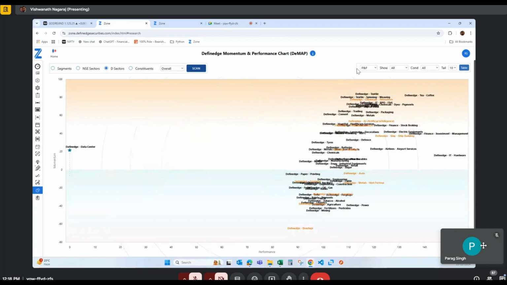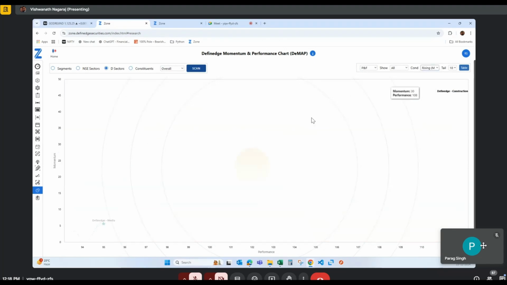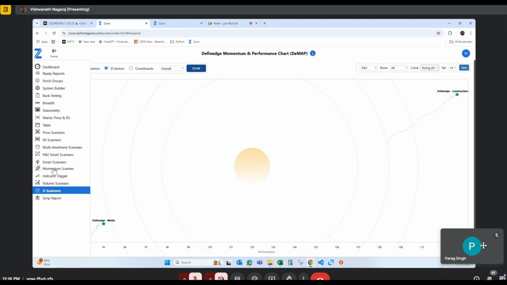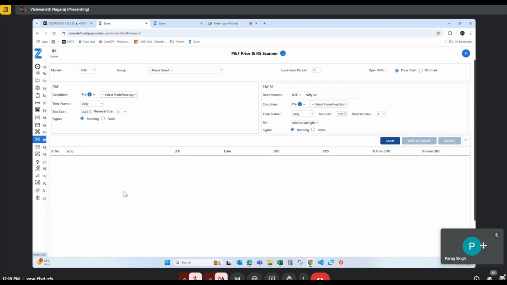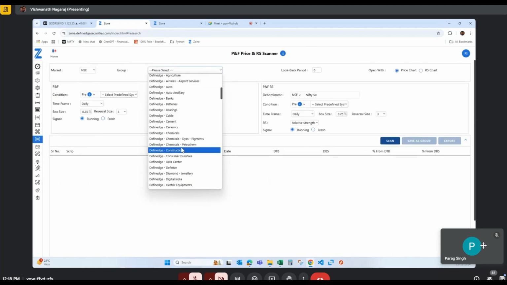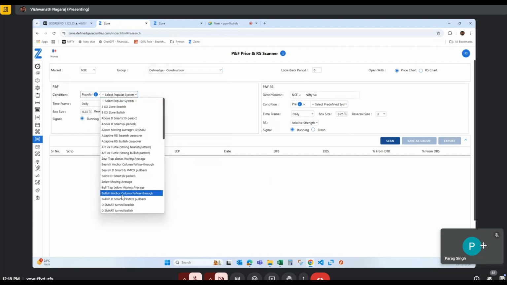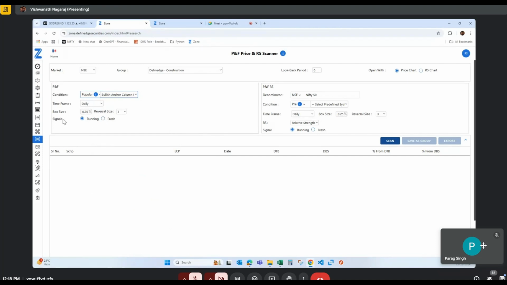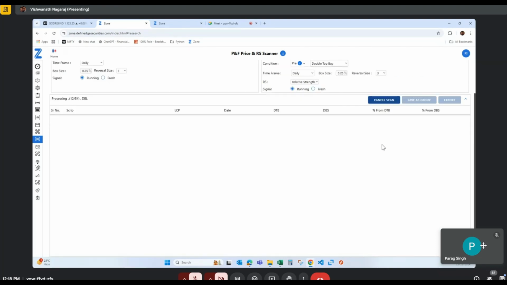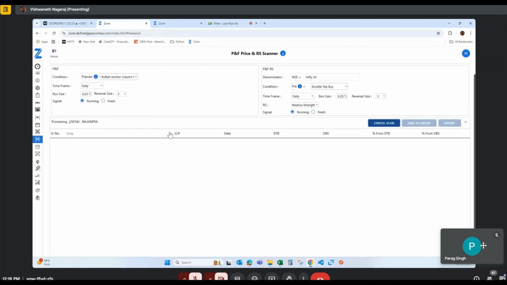I'll give you another trick to this. Simple. We got media, we got construction. Come back here. Come to RS scanners, PNF price and RS. We got defined edge construction. You go to popular and you go to bullish anchor column follow through. You need running or fresh, you can keep it, and you need double top buy, running or fresh, you can leave it here. So you can play it both ways, but like I said, I need anchor column.